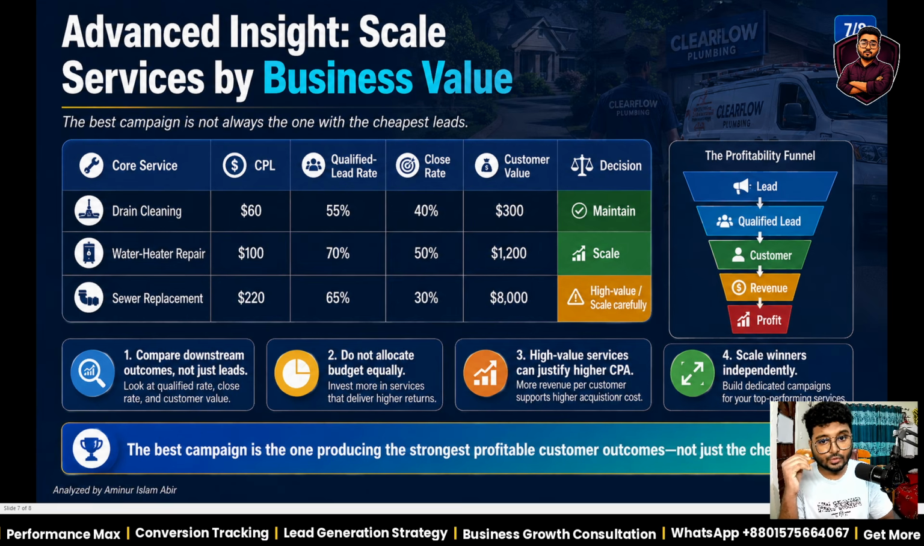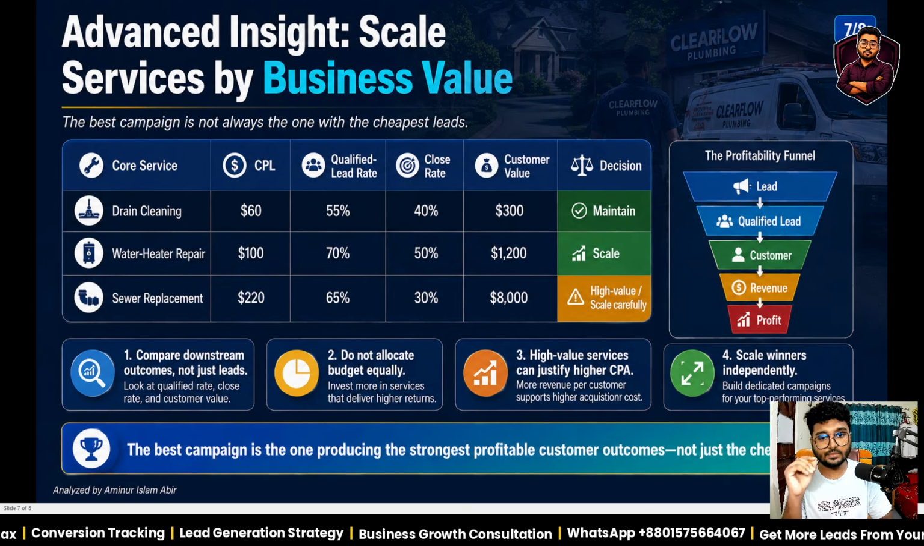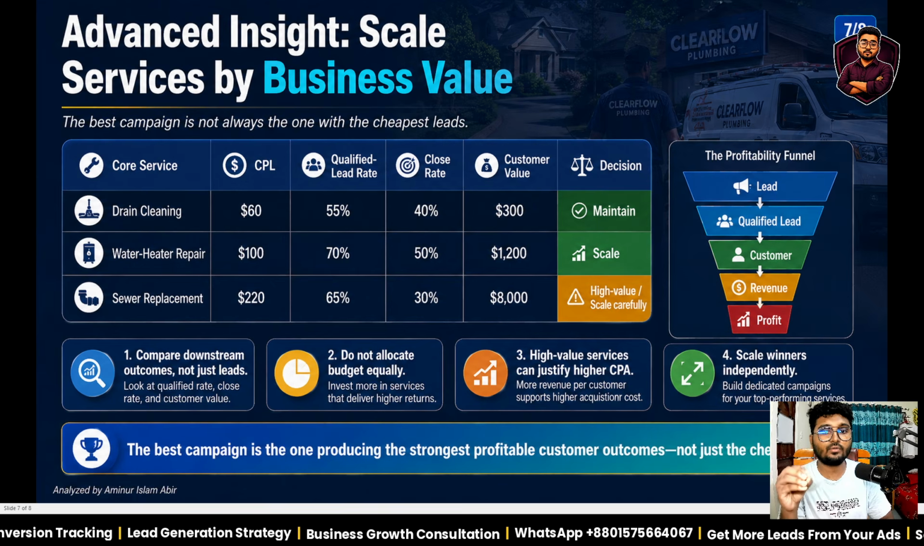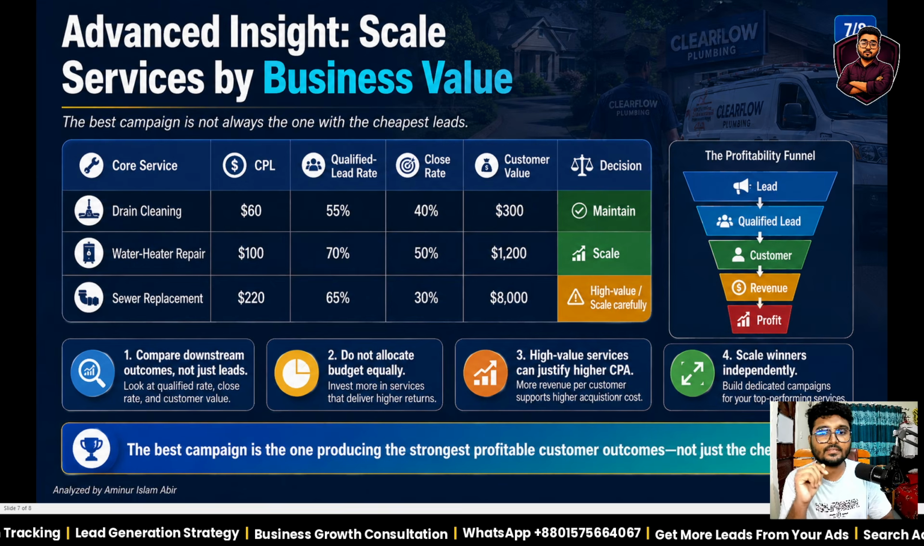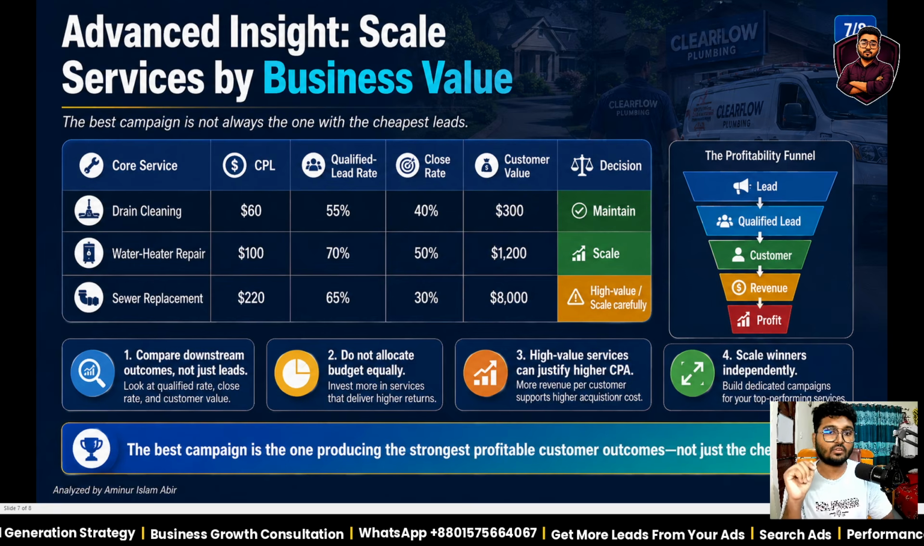Campaign budget should not be distributed equally. Budget should reflect profitability, available demand, customer value, sales capacity, and service availability. A high value service may profitably tolerate a higher CPA.